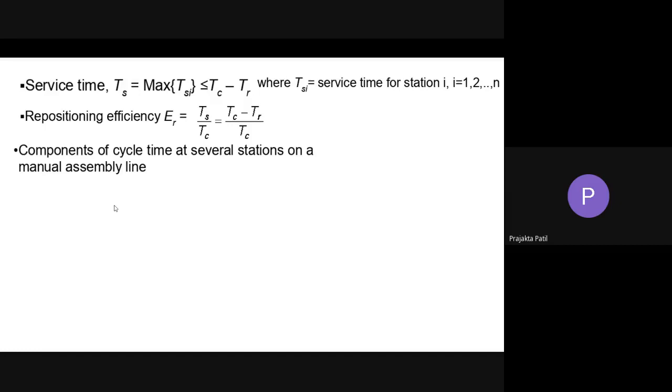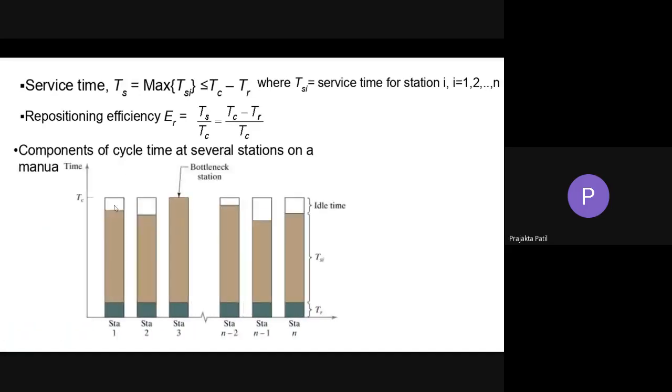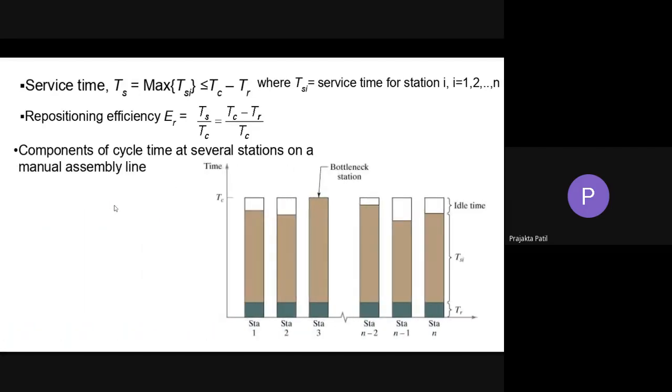So there are certain components of cycle time at several stations on the manual assembly line. We are talking about cycle time, there is repositioning loss, and there is the actual service time. We'll just see that with the help of this figure. You can see on the y-axis we have cycle time TC, and on the x-axis we have the number of stations. Here we have TSi, that is the service time, and TR, that is repositioning time. This figure shown on this slide represents the components of cycle time at several stations on a manual assembly line.